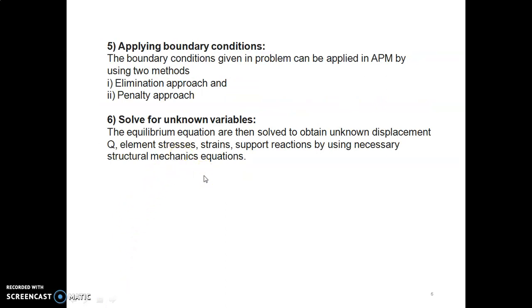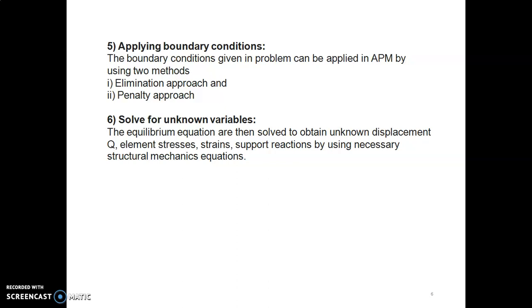The boundary condition given in a problem can be applied by using two methods: one is the elimination approach and another is the penalty approach. We will discuss them one by one in the next video. The elimination method is nothing but wherever we know the boundary condition, that row and that column we need to eliminate. We'll discuss it. The penalty approach is one more method to find the unknown displacements.